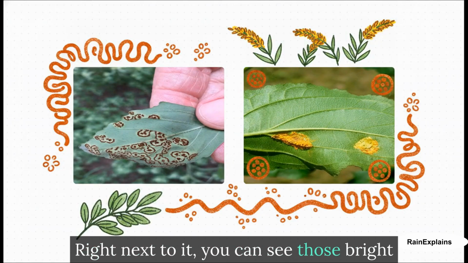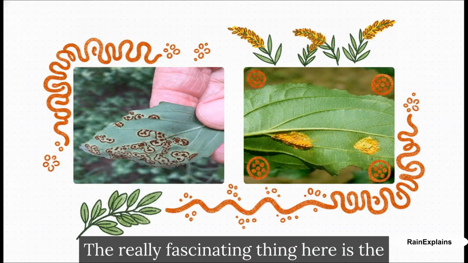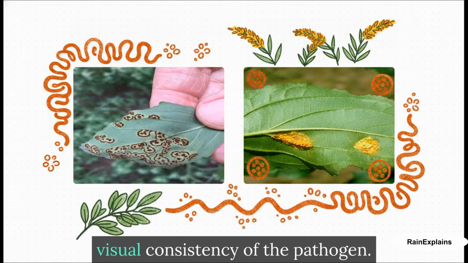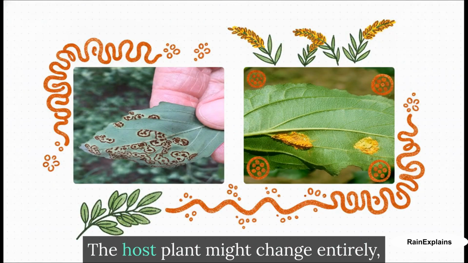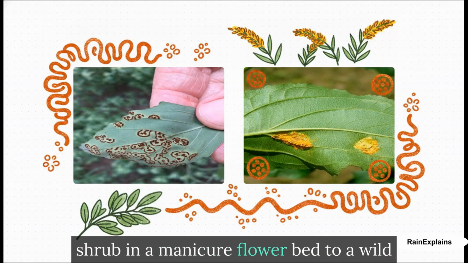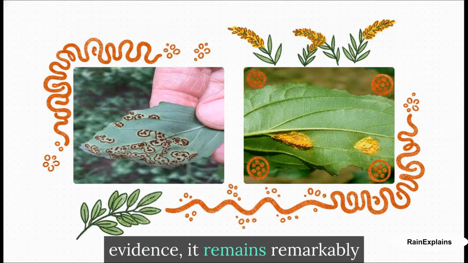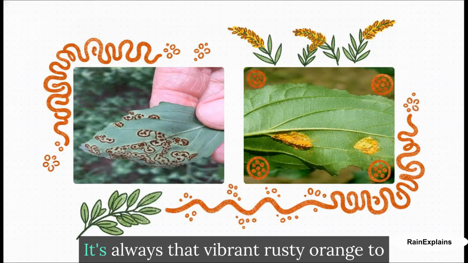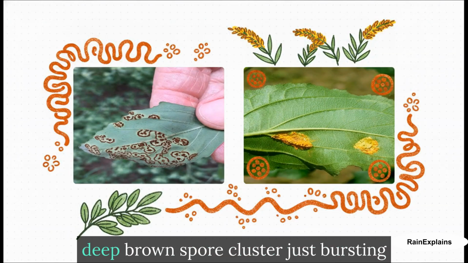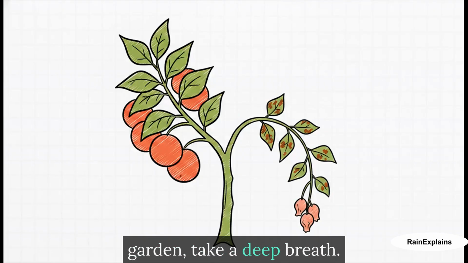Right next to it, you can see those bright, unmistakable rust spots on a native goldenrod leaf. The really fascinating thing here is the visual consistency of the pathogen. The host plant might change entirely, going from an ornamental shrub in a manicured flower bed to a wild goldenrod out in a field, but the visual evidence? It remains remarkably consistent. It's always that vibrant rusty orange to deep brown spore cluster just bursting right through the plant's tissue. If you do spot this evidence in your garden, take a deep breath.